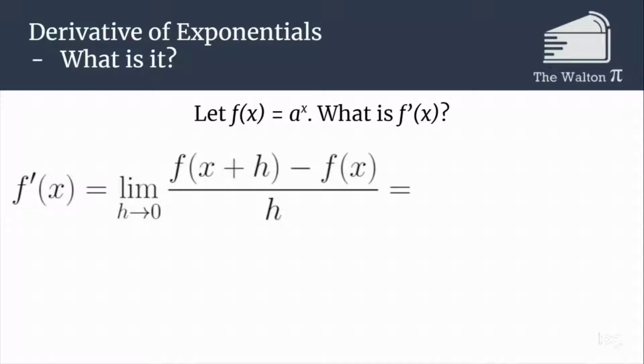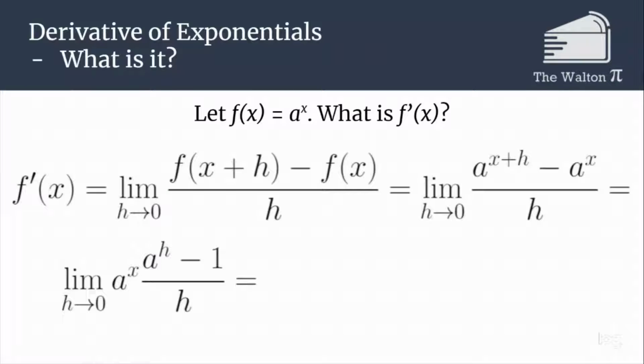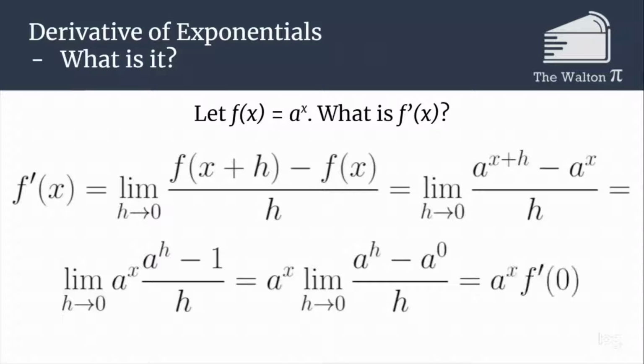So f prime of x is the limit as h goes to 0 of f of x plus h minus f of x all over h, which becomes a to the x plus h minus a to the x all over h. We can pull out an a to the x from everything, and we're left with a to the x times a to the h minus 1 all over h, and we're just taking that as the limit as h goes to 0. And so what we have found is we can then pull the a to the x out, and we get the limit as h goes to 0 of a to the h minus a to the 0 all over h.